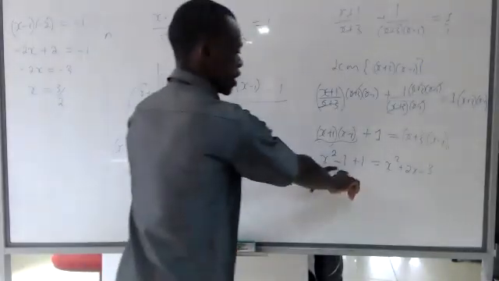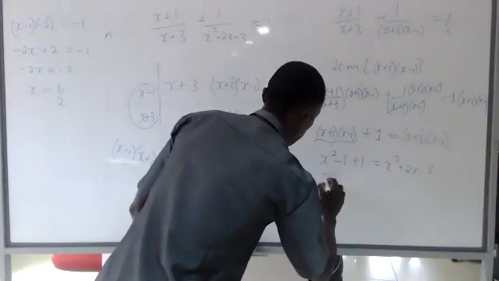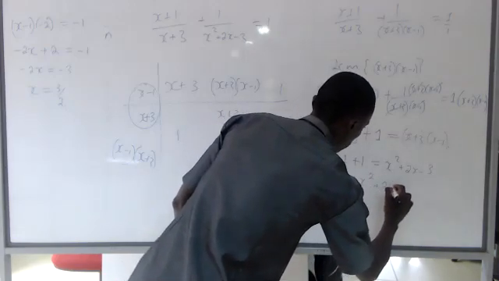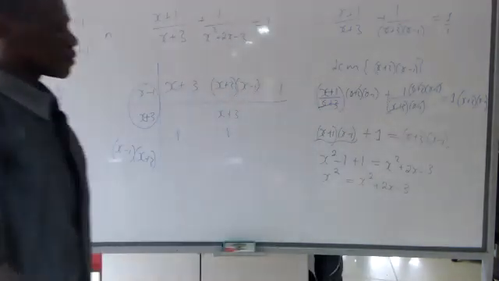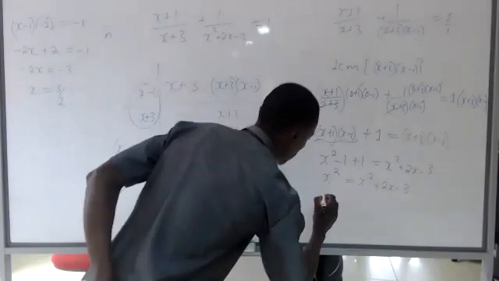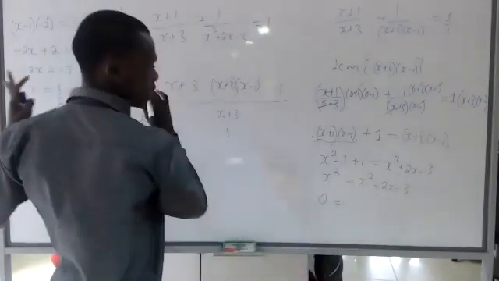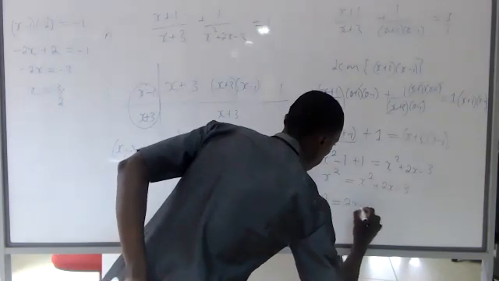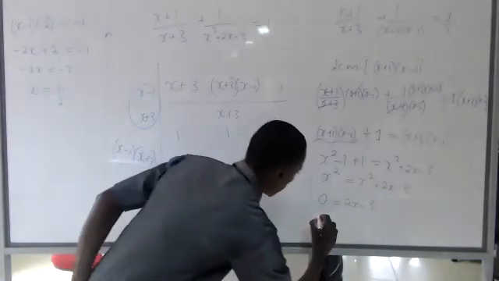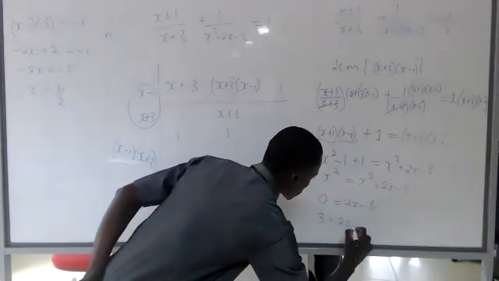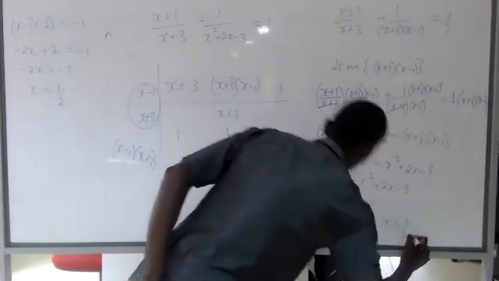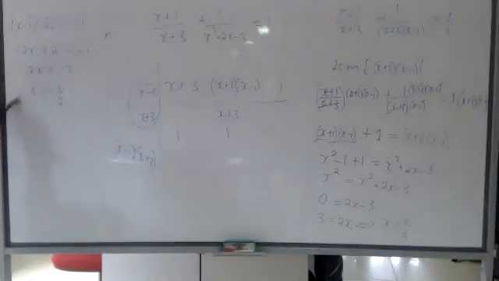Of course, minus 1 plus 1 is 0. So on the left hand side, we have x squared is equal to x squared plus 2x minus 3. Subtract x squared from both sides because it's common. So on the right hand side, we have 0. I mean, on the left hand side. And then the other side, we have 2x minus 3. Add 3 to both sides. So you will have 3 is 2x. This means x should be 3/2, which is the same answer that we got.